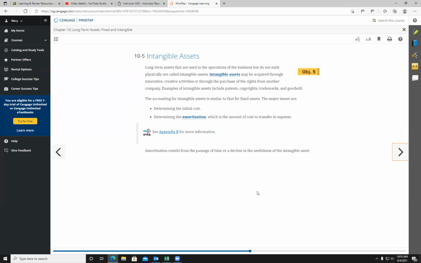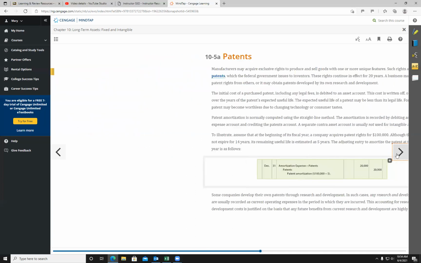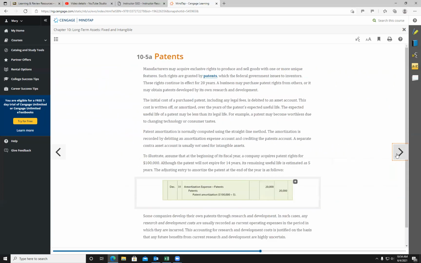The accounting for intangible assets is very similar to that of fixed assets, but there are a couple of major issues. One, determining the initial cost, and two, determining the amortization, which is the amount of cost to transfer to expense. So let's first talk about patents.